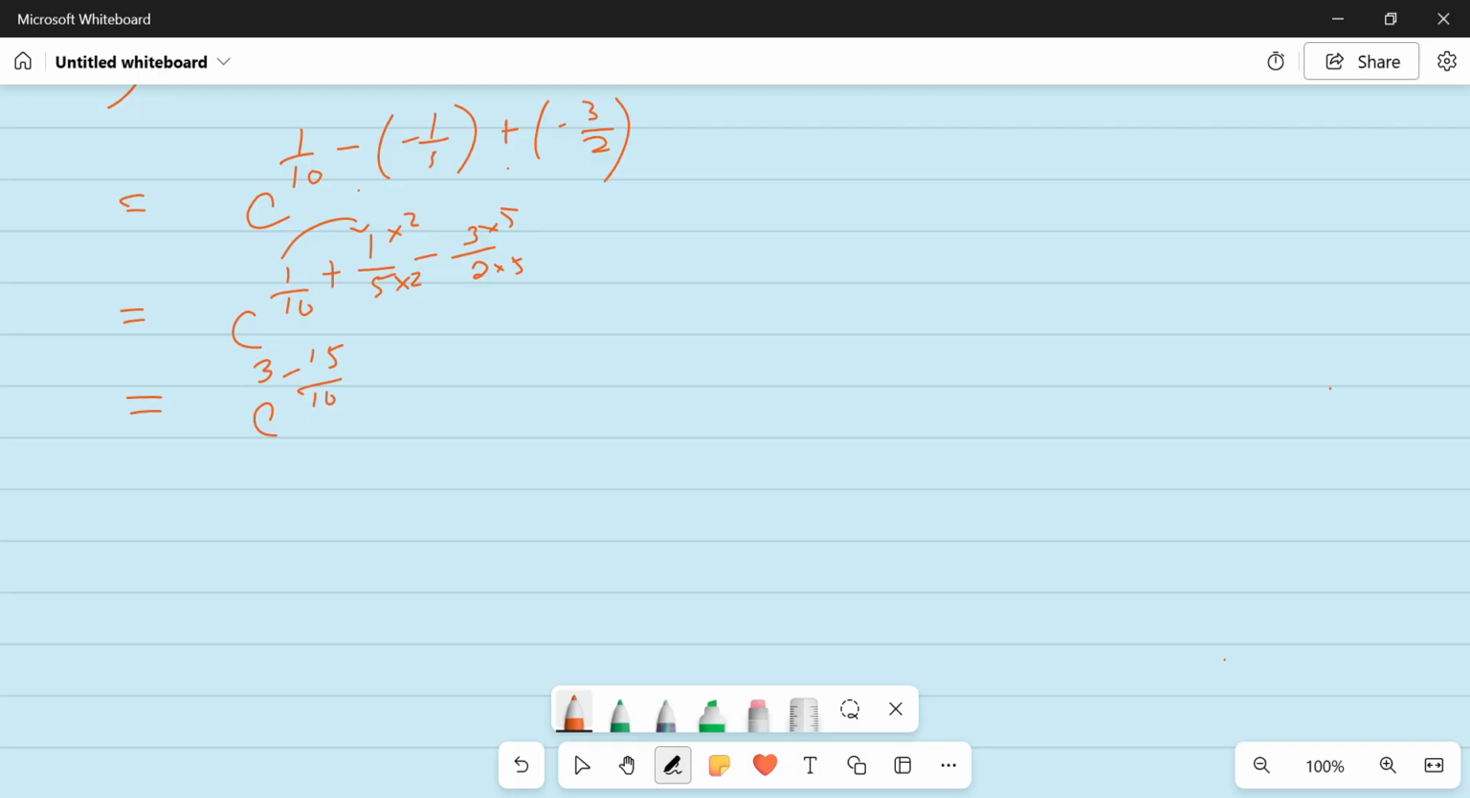Okay, so solve here. See, it gives you minus 12 over 10. So see, simplify this by 2 times table. 2 6s are 12 and 2 5s are 10, right? So the answer here is minus 6 over 5.